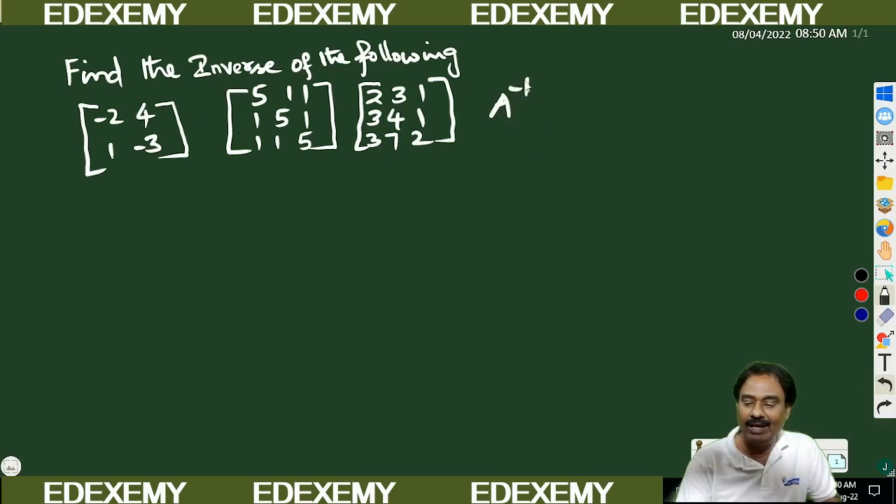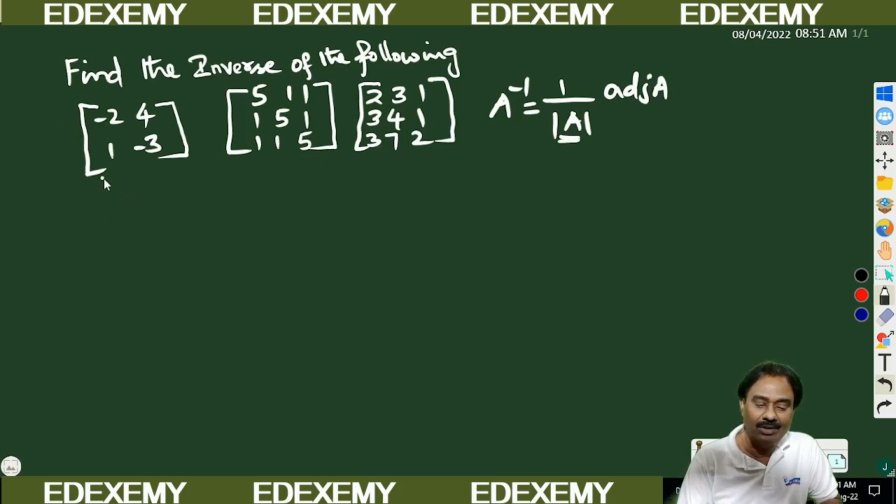We will take all these matrices as A. This A to the power of minus 1, if we write like this, means A inverse. The formula is 1 by determinant of A into adjoint of A. This is the formula you have to remember. We have to find first the determinant of A, then the adjoint of A. Then if you multiply the reciprocal of the determinant value into the adjoint of A, we will find A inverse.